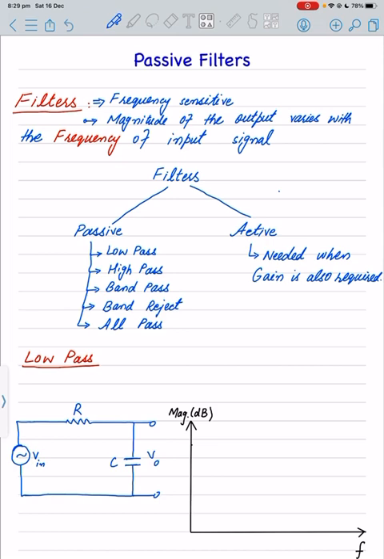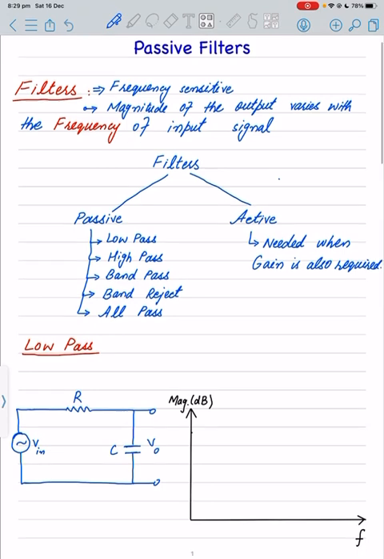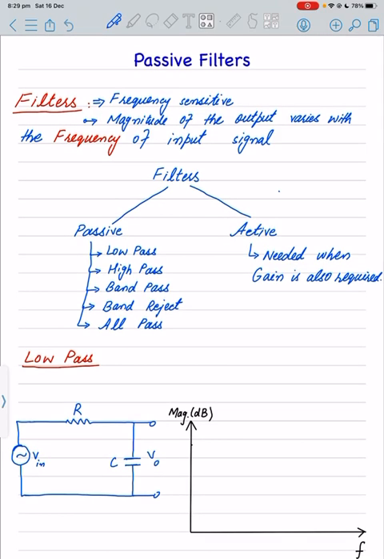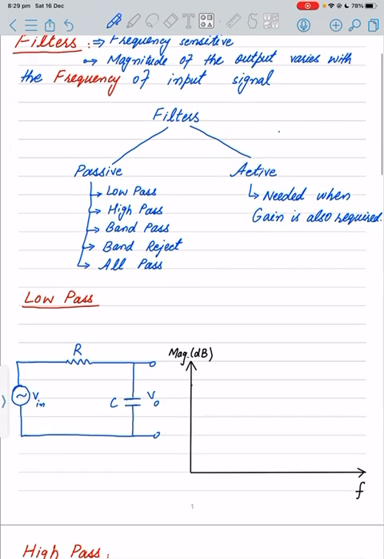So we were studying about the filters. We discussed that filters are actually frequency sensitive devices. It means that the output of the signal will vary with the frequency of the input signal. As the name suggests, they will be filtering something. In electronics, filters are devices which filter some particular frequencies of the signals. So we studied that filters can be divided into two types.